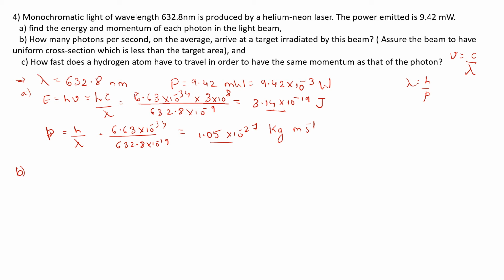Next, they have asked us to find out how many photons per second on the average arrive at a target irradiated by this beam. Assume the beam to have a uniform cross section which is less than the target area. Just assume that there is a torch here, and light is coming out of the torch. Here we have a target. They say the cross section area of the beam is smaller than the target area.